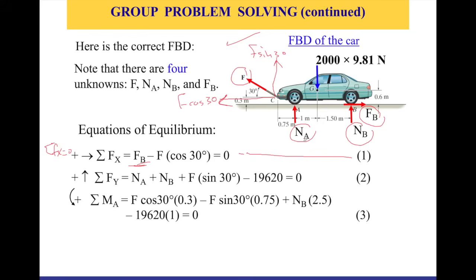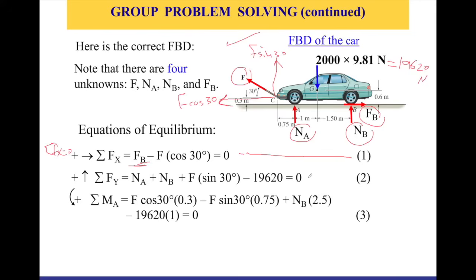On the y-axis, you have NA going up, assuming that's positive, and NB going up, that's positive. I also have a positive F sine 30 again, and also I have a negative 19,620, and that's the multiplication of 2000 multiplied by 9.81. That's 19,620 newtons.